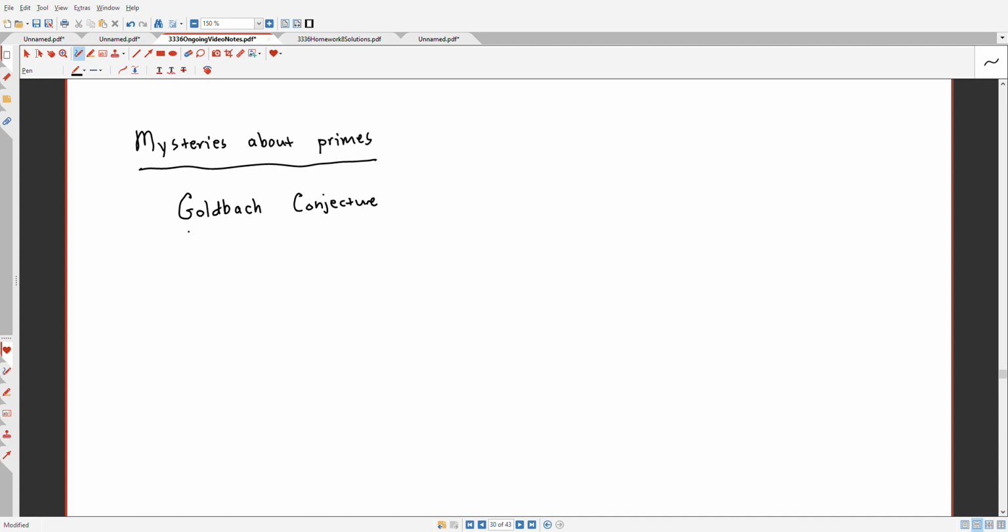And here's what it says. Every, I believe it's even integer greater than 2, can be expressed as the sum of 2 primes. So every even integer greater than or equal to 2 is equal to P1 plus P2, where P1 and P2 are primes.